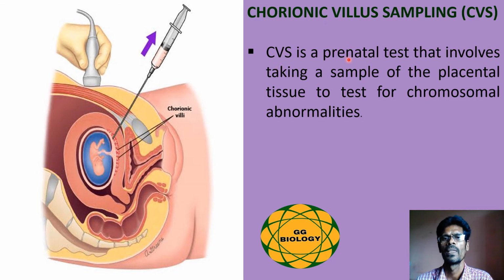CVS is a prenatal test that involves taking a sample of placental tissue to test for chromosomal abnormalities. We know the embryo is wrapped by the last embryonic membrane, called the chorion, and the chorion has a number of finger-like projections called the chorionic villi. Extracting a sample from the chorionic villi allows testing for chromosomal abnormalities. Extracting the tissue from this villus is called the chorionic villus sampling test, to detect chromosomal abnormalities.